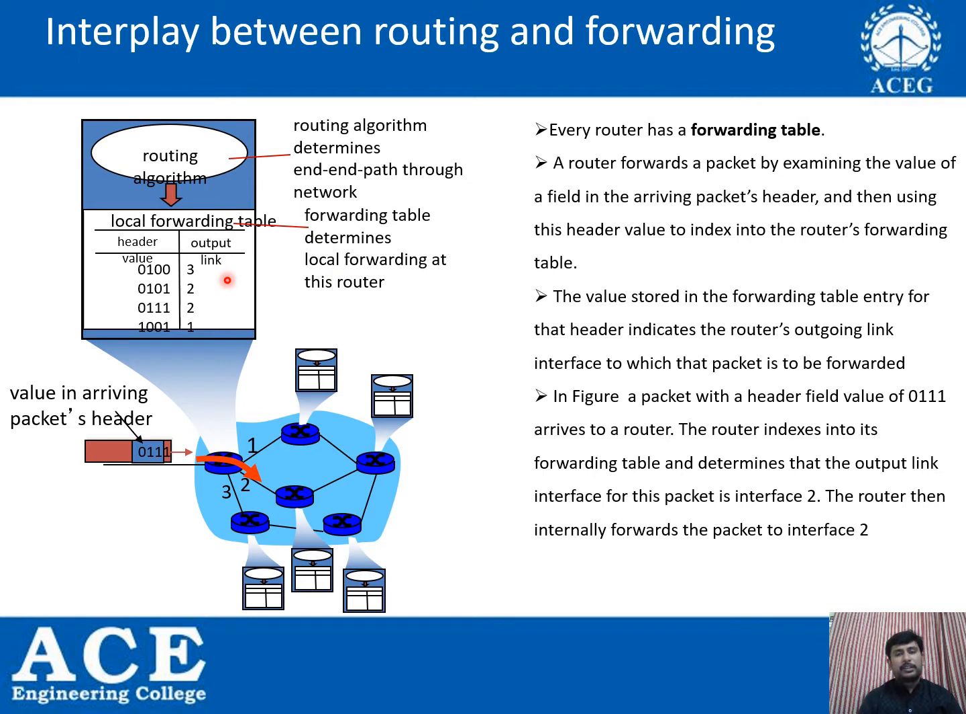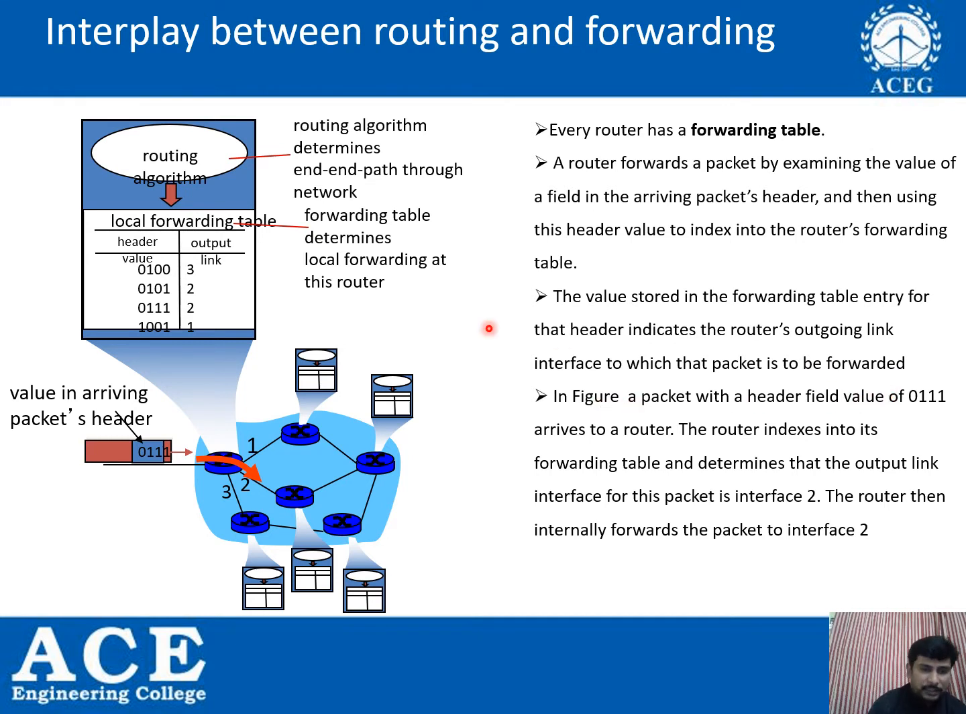It will be trying to find the index. So using the header value as the index in the forwarding table, it will try to find out the link through which the packet has to be forwarded from the router, which we are calling forwarding. The value stored in the forwarding table entry for that header indicates the router's outgoing link interface to which the packet has to be forwarded.